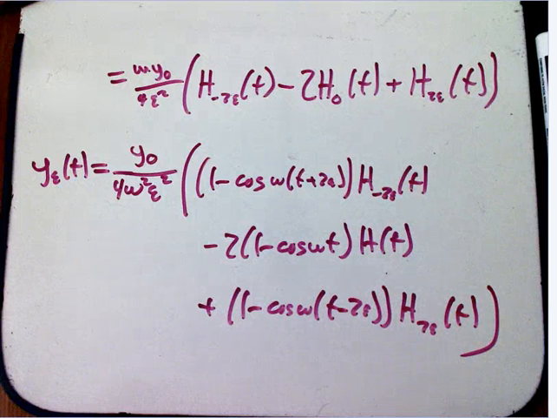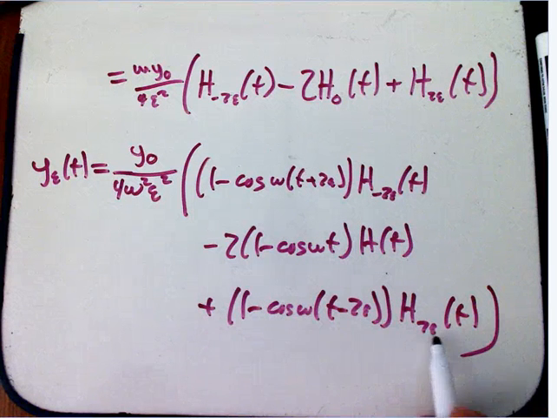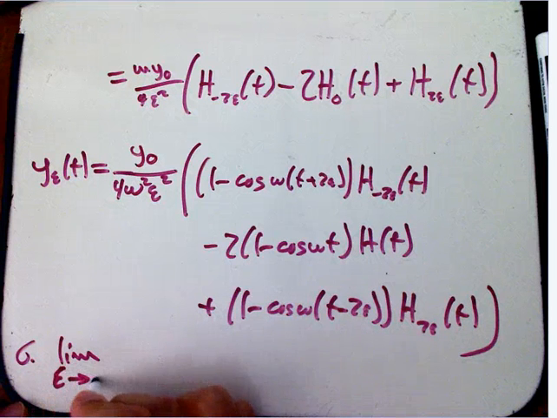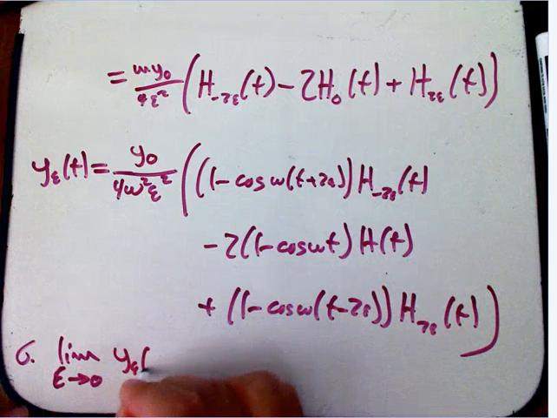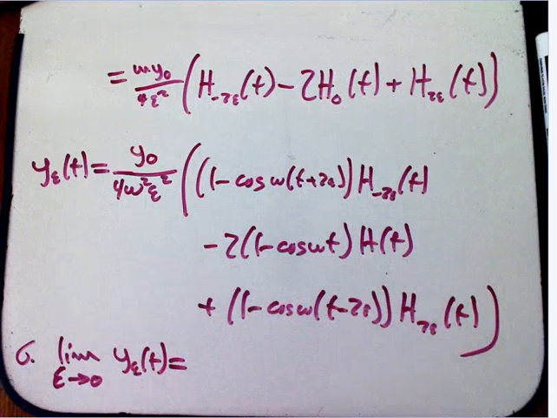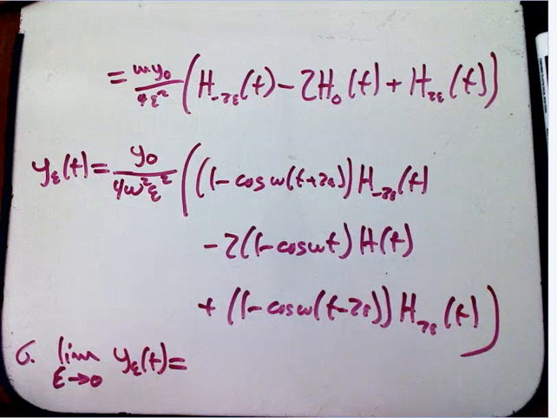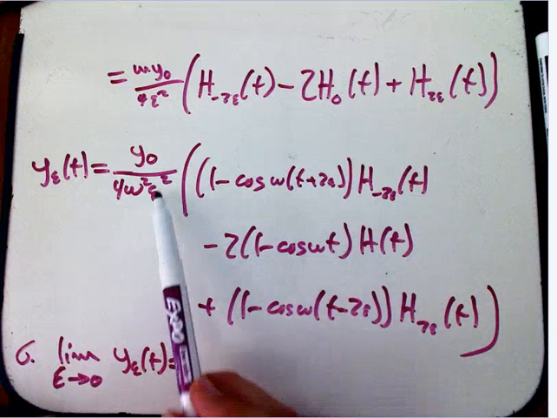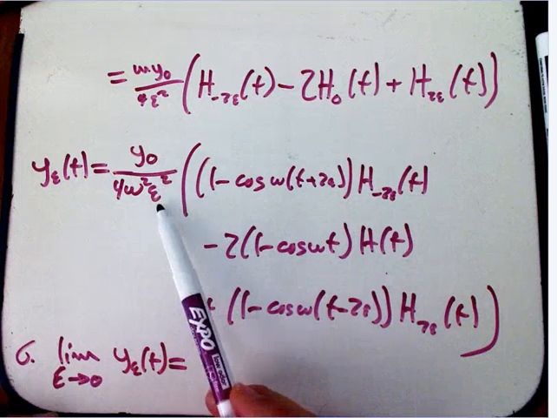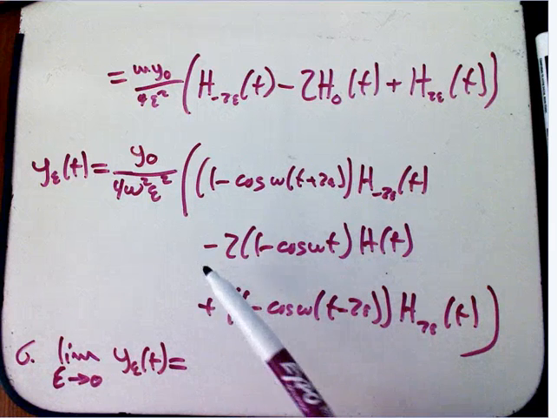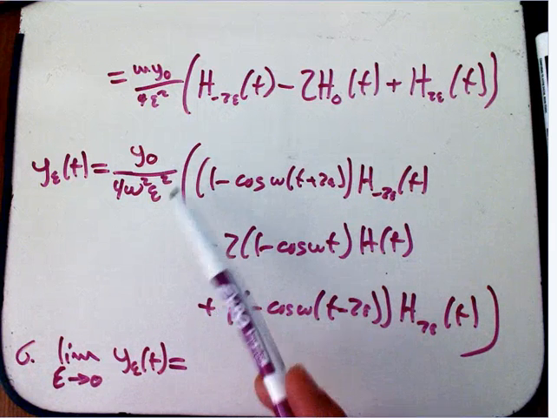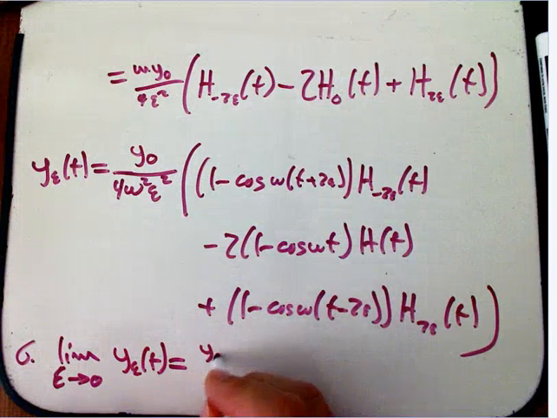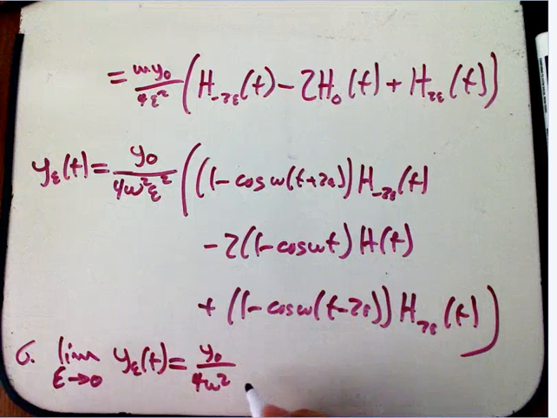Okay, but the main thing is what we're interested in is what happens when epsilon goes to 0. Okay, this is problem 6. The limit as epsilon goes to 0 of y epsilon of t. Okay, what happens with that? Well, this is a nice kind of limit to take. You've got functions with epsilons in them, and you're dividing by epsilon squared, and we're going to take the limit. We're basically taking a second derivative here. It's probably easier to think about in terms of L'Hopital's rule, and we'll see that comes out. So the y naught over 4 omega squared comes out as a constant.